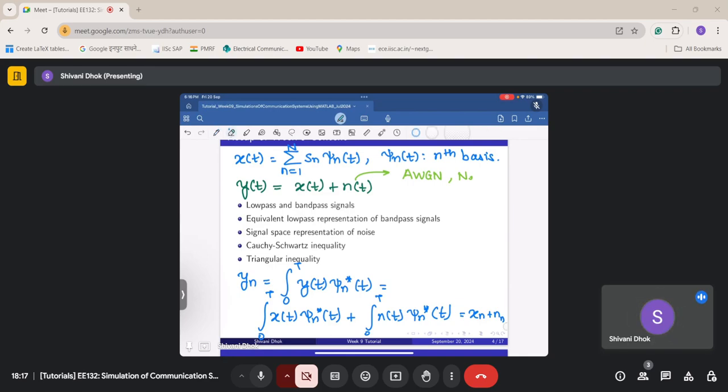Let's take W here. So this W n is the projection of the noise n(t), or w(t), on the nth basis. So this is what we have, and we can write this y n as a summation over all of these n bases. So this is how we go for the signal space representation of noise.